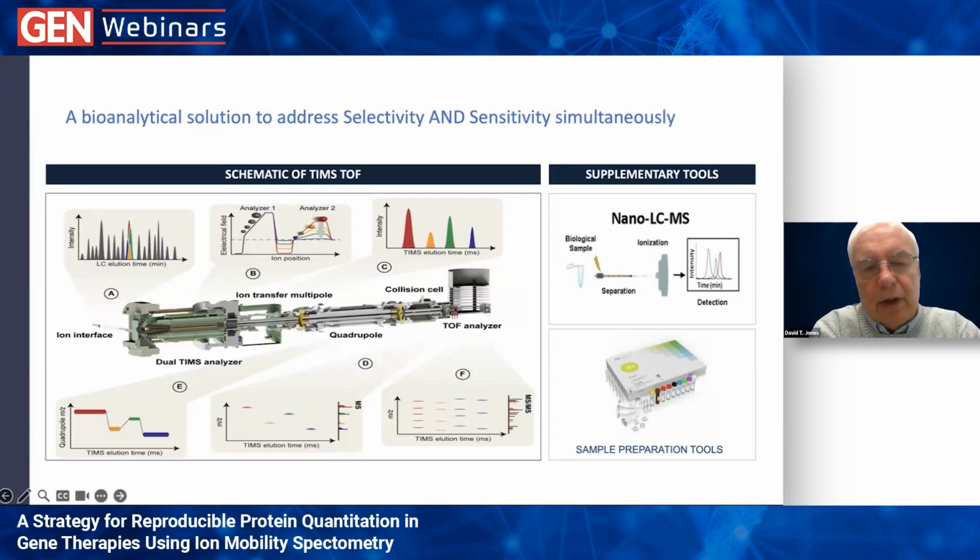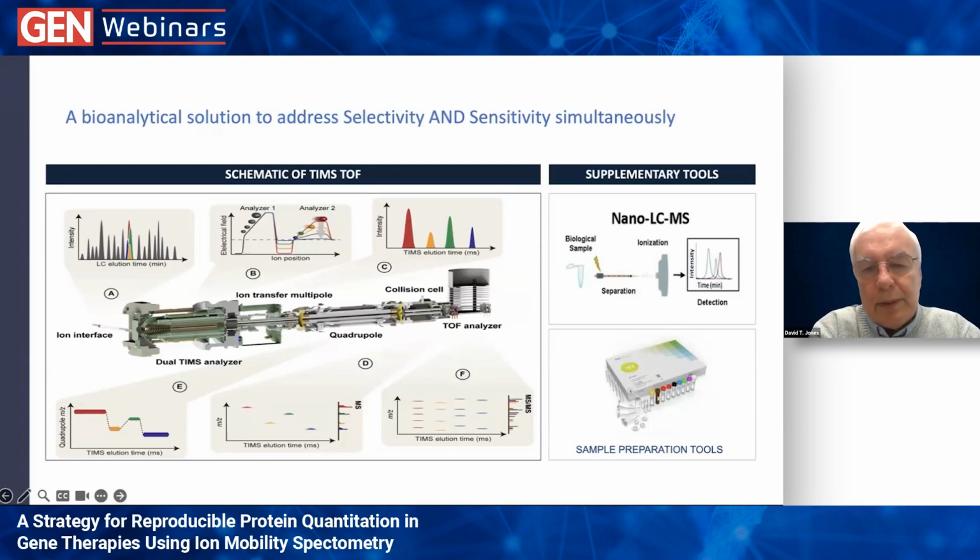IMS stands for Ion Mobility Spectrometry. It's a technique that was originally developed in the 1950s, but it never really got integrated into mass spec until maybe the late 2000s and early 2010s. And what it does is it adds another permutation to what a molecule is.